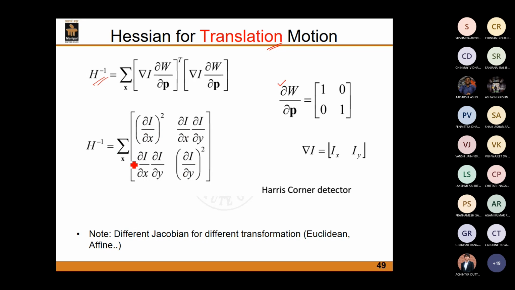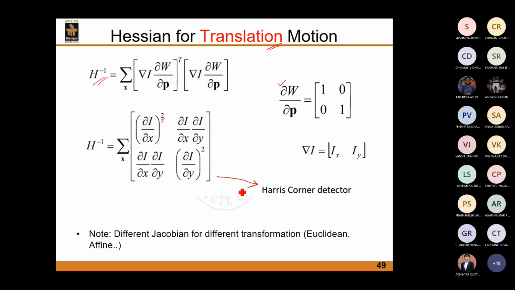That is, I get H inverse is equal to sigma. Here what I have is dou I by dou x squared, that is, the partial derivative of the image with respect to x, taken twice, right? Then here I'm taking the partial derivative of the image with respect to x times the partial derivative of the image with respect to y. Same way you have this term too, and here this is the double derivative of the image with respect to y. So if you observe this equation, this equation is nothing but what we have already studied in the previous class, which is the Harris corner detector. This is the expression for a Harris corner detector.